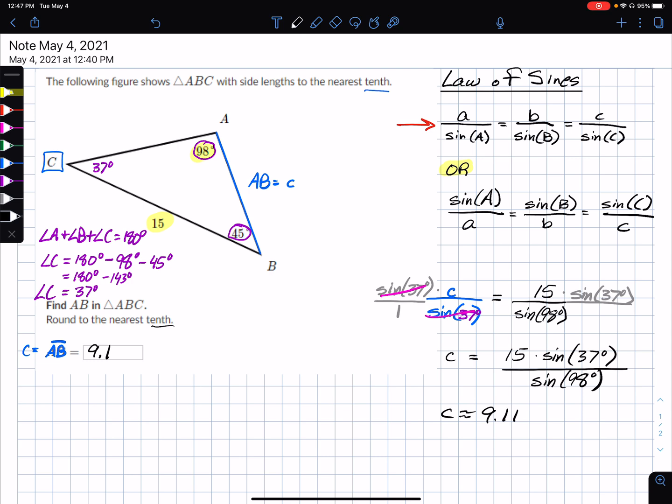Now, before I hit submit on this, I want to check just the side lengths. So is 9.1 suitable? As you look at your corresponding angles, 37 degrees, should that have a side length that big? And with 98 paired up with 15, 98 is clearly the biggest angle, and 15 remains the biggest known side. So there's nothing wrong with the intuition of 9.1 being the right answer here.